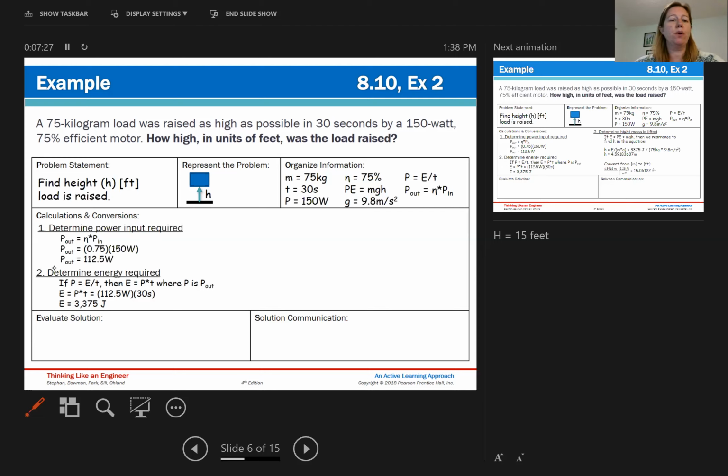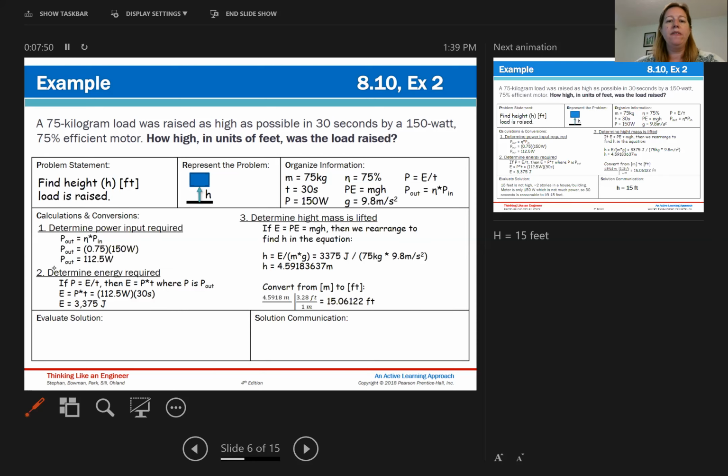If we use power is equal to energy over time, and rearrange our equation to find our energy, and know that our P is equivalent to P out, then we can input the value of 112.5 watts for my P, 30 seconds for my time, to get 3,375 joules as the energy required to lift my object.